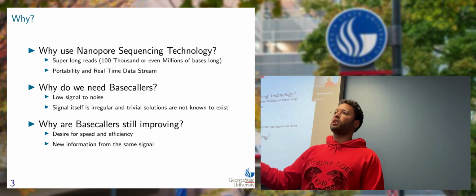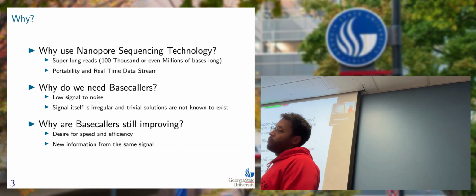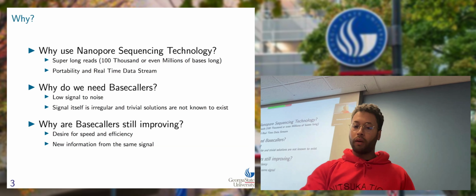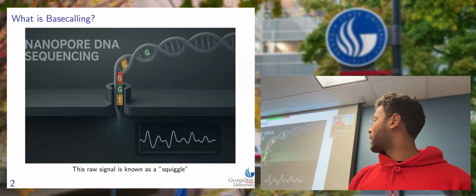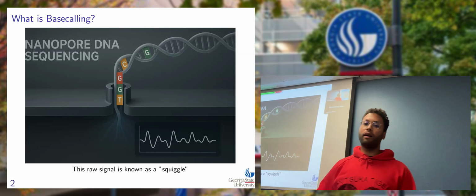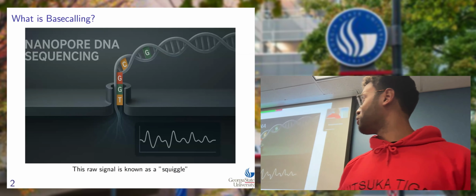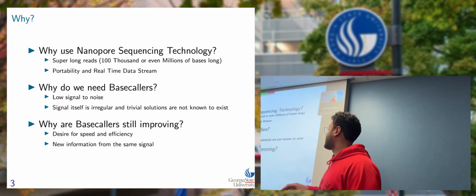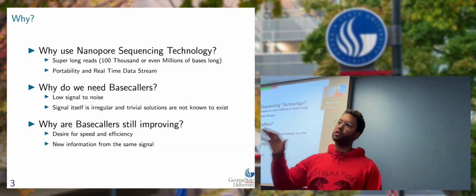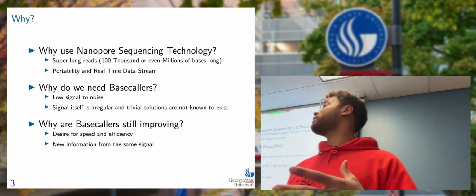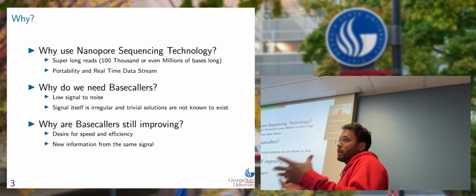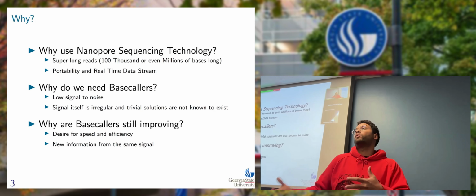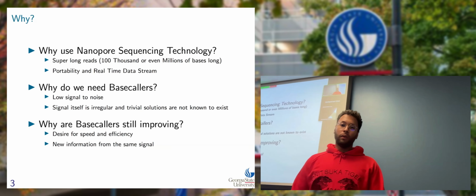But why do we need these base callers? Because this talk is about base calling. Well, this squiggle, as you can see in the last slide, I got this from ChatGPT, by the way. I apologize. I know I'm not supposed to use ChatGPT, but I did. This squiggle has a low signal to noise ratio. What does that mean? It means that I cannot look at this signal with any sort of accuracy to determine exactly what bases I'm looking at.